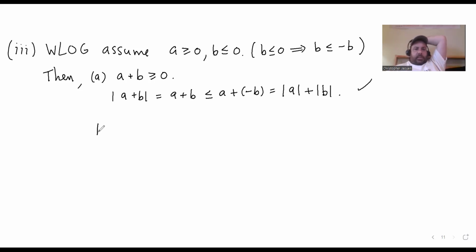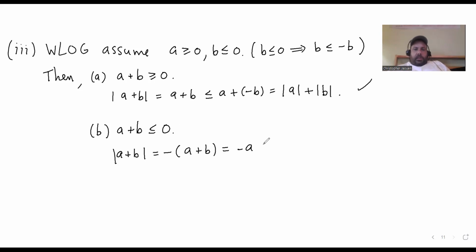And then the other case is A plus B less than or equal to 0. Okay. So then let's see, if we consider A plus B in absolute value, by the definition, this would be negative A plus B, which is the same thing as minus A plus minus B.